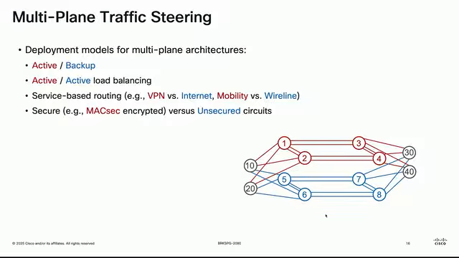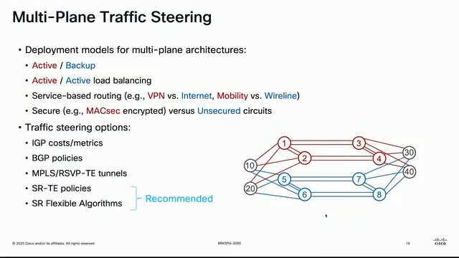You can use it as active backup, where your red plane can act as active, blue plane can act as backup. You can also do load balancing, traffic sharing. You can do active-active. You can steer VPN traffic through red plane and internet traffic through blue plane. You can run secure traffic through one plane and unsecure to the other. You can also make use of one plane if you want to upgrade it. You can put traffic on the other plane and upgrade the red plane while traffic is riding on the blue plane. So there are multiple deployment models, multiple use cases.